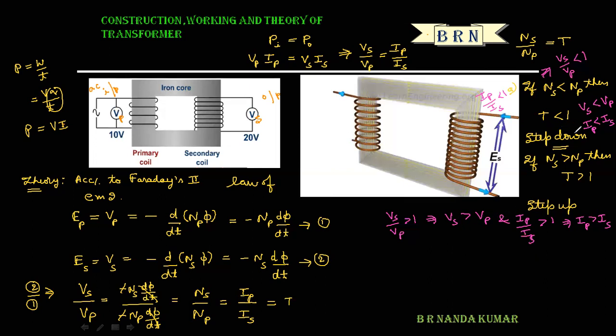Okay, a step down transformer decreases the alternating voltage by increasing the alternating current. Okay, a step up transformer increases the alternating voltage by decreasing the alternating current, right?